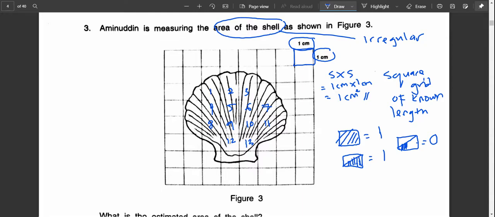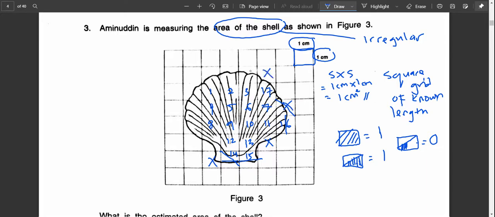Then let's have a look at the ones that are partially covered. So this one is more than half. You can see it's more than half. So this one is 14. This one is also more than half, 15. This one is not. This one, you can consider that to be more than half, so 16. This one is not. This one is 17.